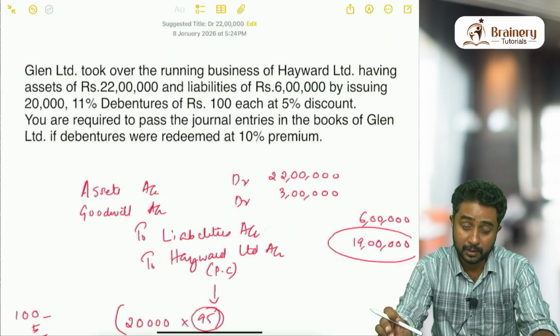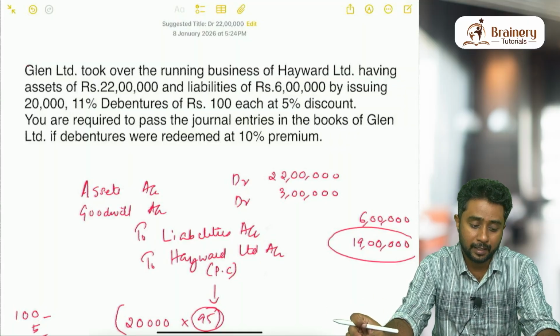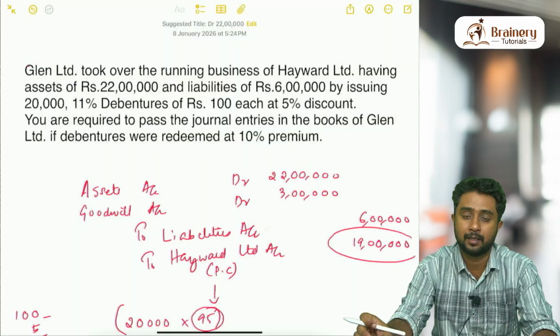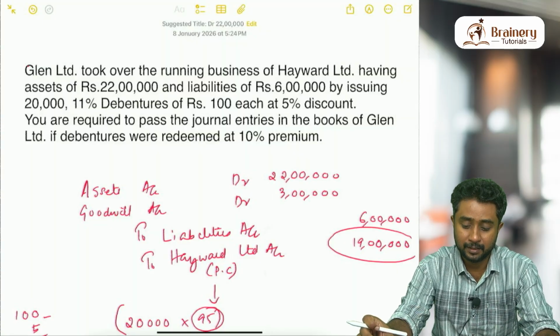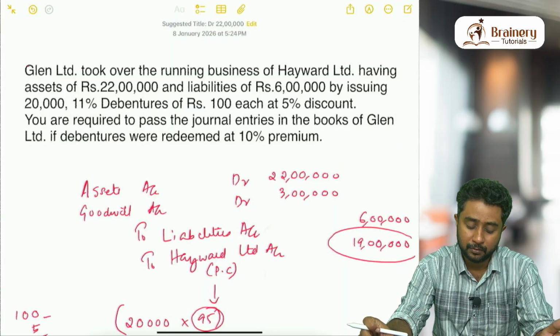Here it is a case of purchasing the business. Even the debentures issued for consideration other than cash have many cases, like issued to promoters, issued to underwriters, purchase of asset, purchase of business. This is the case of purchase of business because, clearly, as given in the question, Glen Limited took over the running business of Hayward Limited. Next, what are we supposed to do?